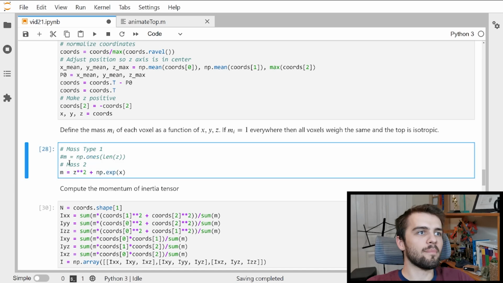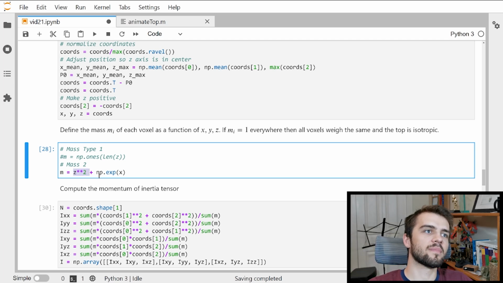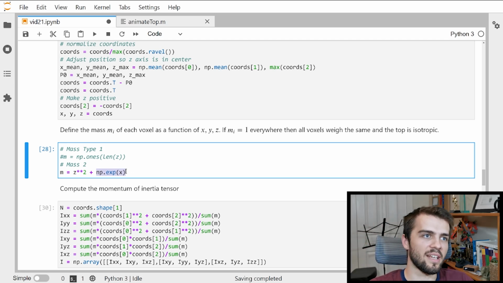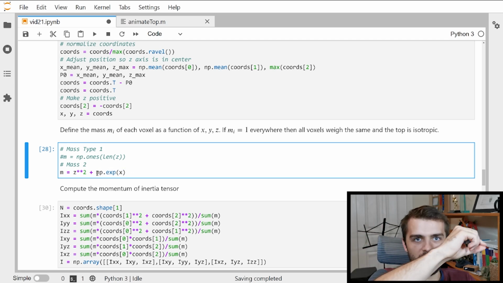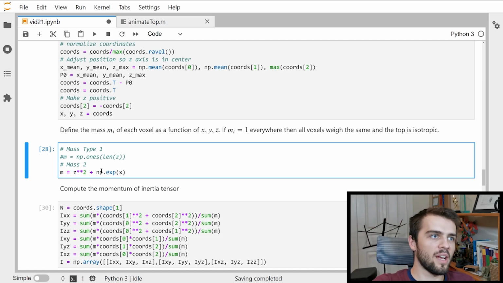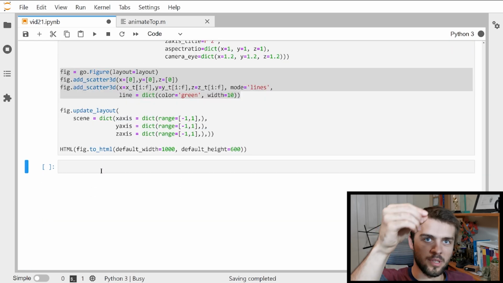So here I set the mass of the voxels. It gets heavier as you go up in Z, but also it gets heavier on one side. So the positive x side is actually heavier than the negative x side. It looks like an exponential curve. So one side is a lot heavier than another. So I can resolve this equation and see what happens with the spinning top.